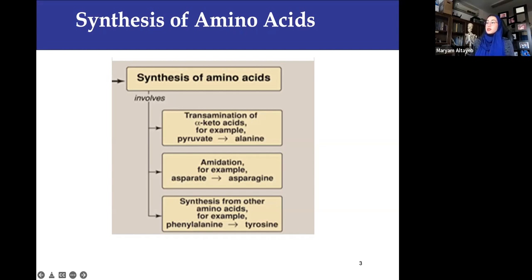Amidation is similar, and we're going to explain the specific differences between them. Then you can just synthesize one amino acid from the other. For example, tyrosine can be made from phenylalanine. Okay.